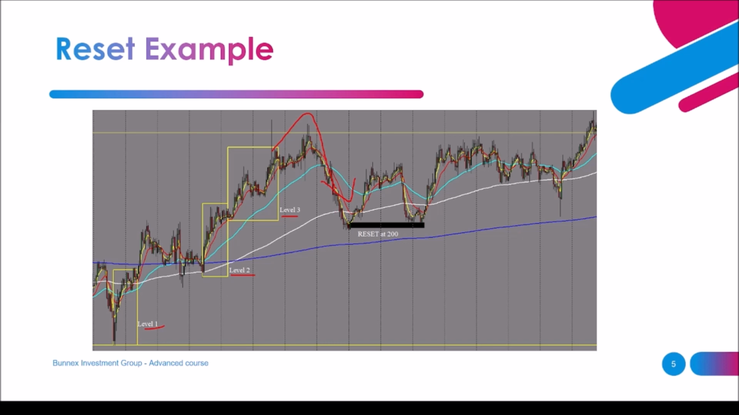Basically, we won't expect a perfect touch of the 200 EMA, but we'll have a region around the 200 EMA. The only thing that will give us entry confidence is pattern recognition, which we'll talk about in our later lectures. So in this case, we had this as a reset on the 200 EMA in white, and then the price went up like that.